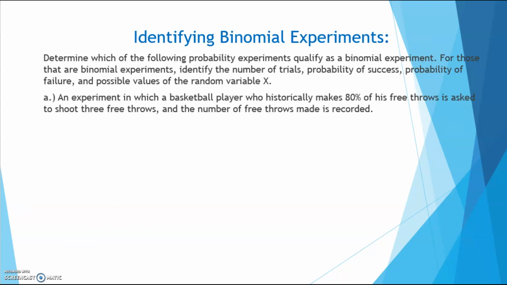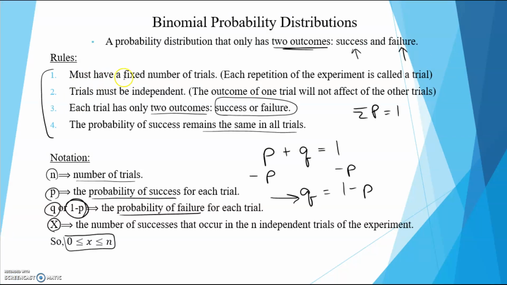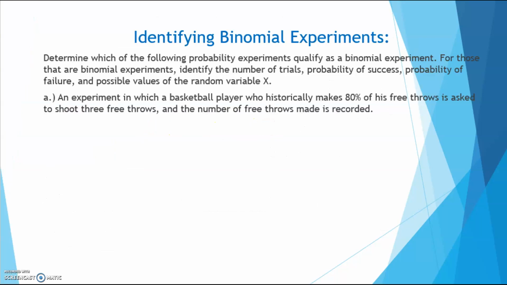Okay, so then let's go through how do we check and see that what we're looking at is actually a binomial distribution. Well, it's got to fit all 4 of those rules. Must have a fixed number of trials, trials must be independent, only 2 outcomes, and P remains the same in all the trials. Okay, so an experiment in which a basketball player who historically makes 80% of his free throws is asked to shoot 3 free throws, and the number of free throws made is recorded.